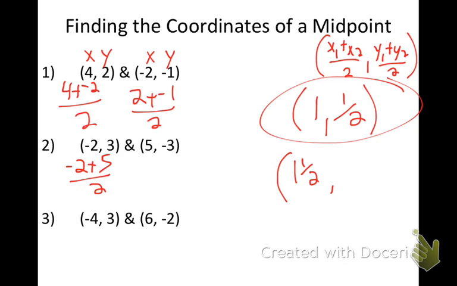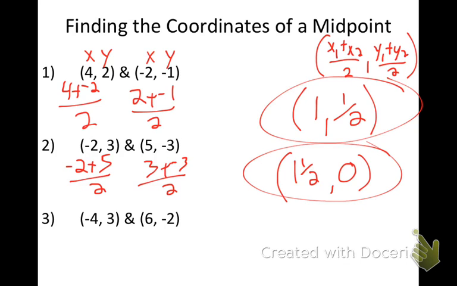What are my y values here, Colton? So I have 3 plus negative 3 divided by 2. What's 3 plus negative 3, Colton? Divided by 2? So 1.5 comma 0. Nice job.